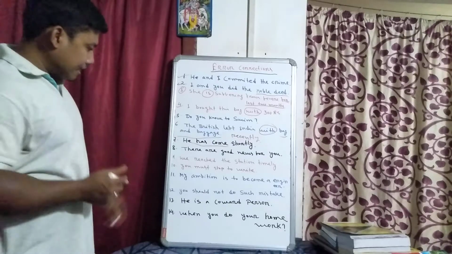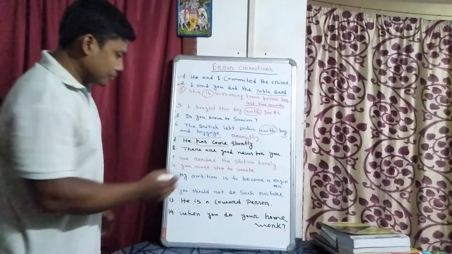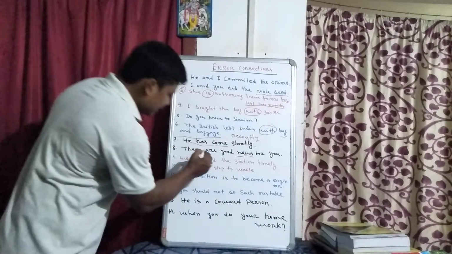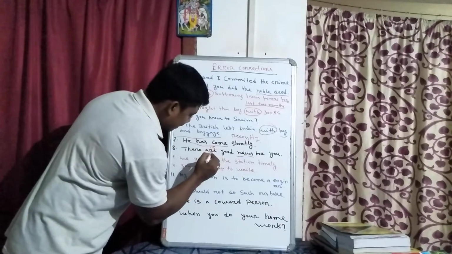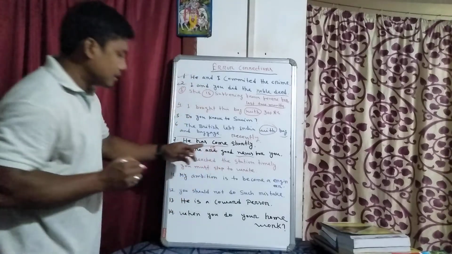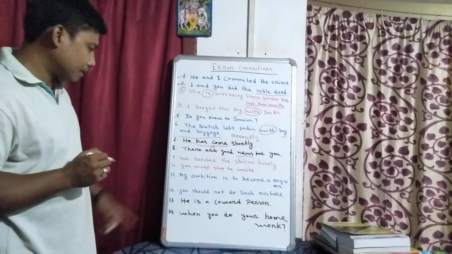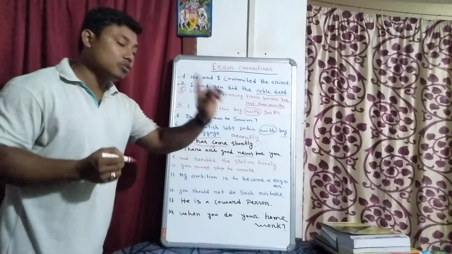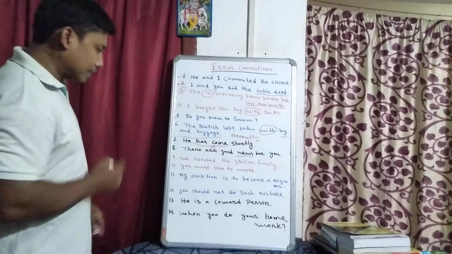Okay. And next one, there are good news for you. News is always singular. So here it will be there is, not are. Instead of are, here we have to use is. The question is, there are good news for you. The answer will be, there is good news for you. In this way we have to correct it.